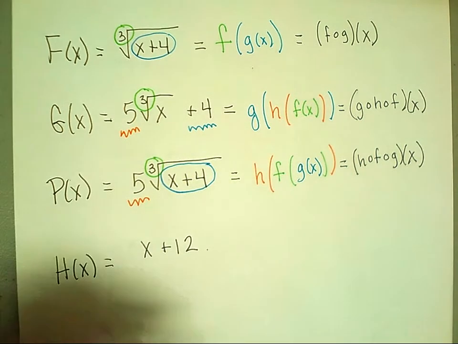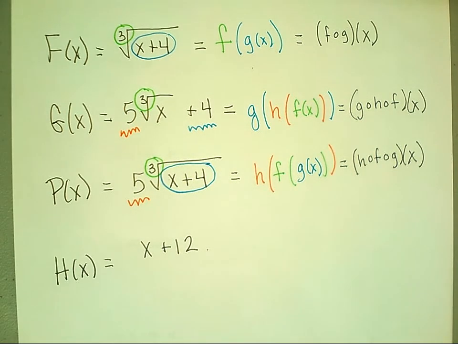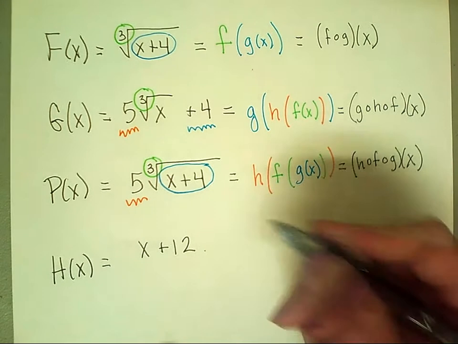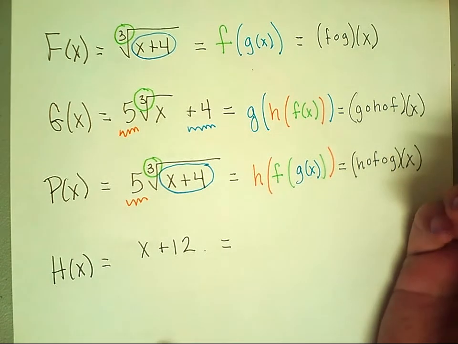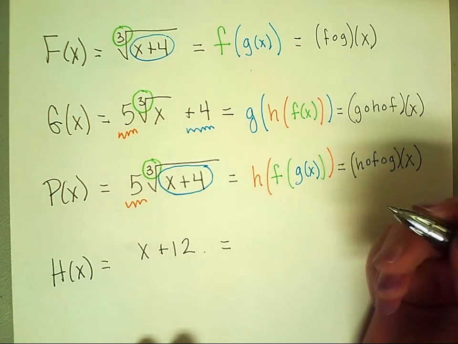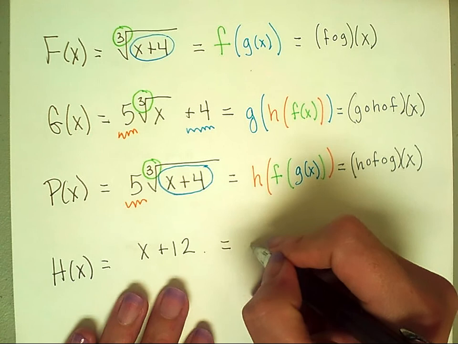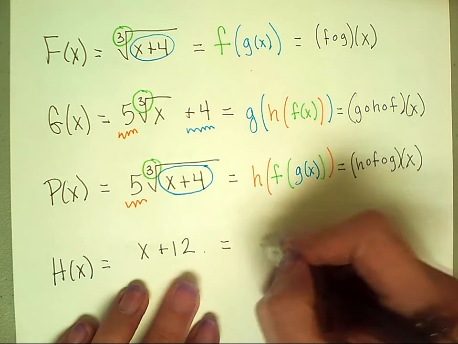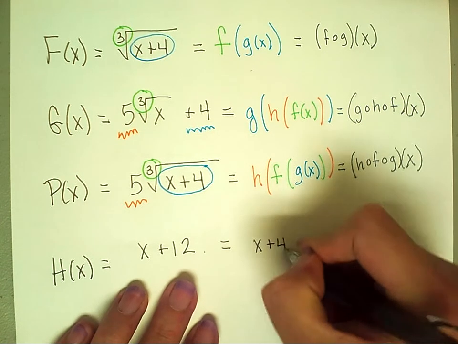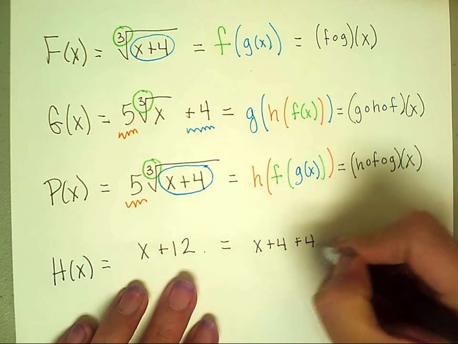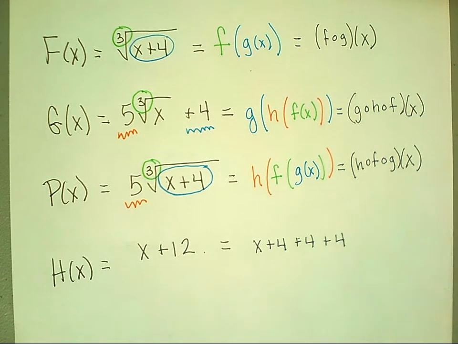Now, this last one is a deceptively simple one, okay? So this is just our basic identity function shifted up 12 units. You wouldn't really need to think about this in terms of the composition, however you could. I hope you'd agree that I could write x plus 12 as x plus 4 plus 4 plus 4.